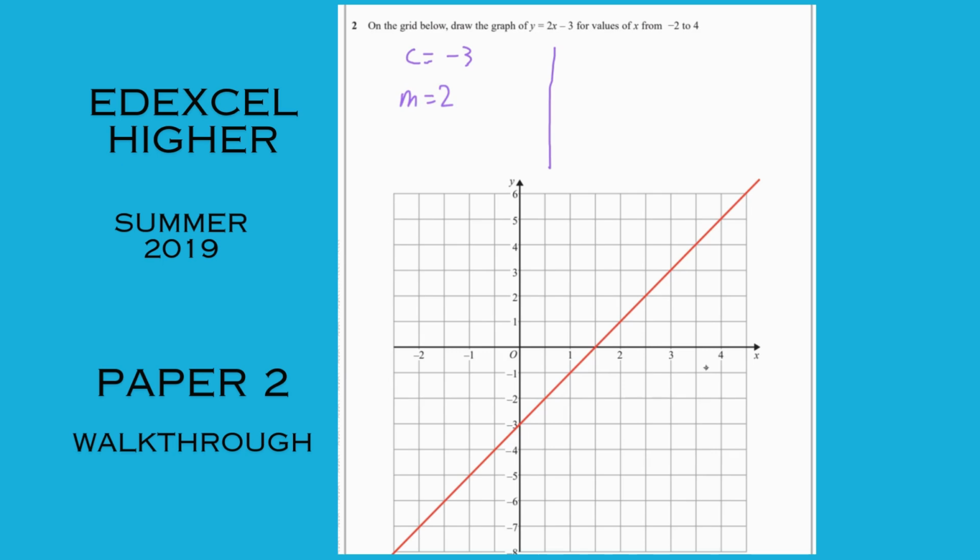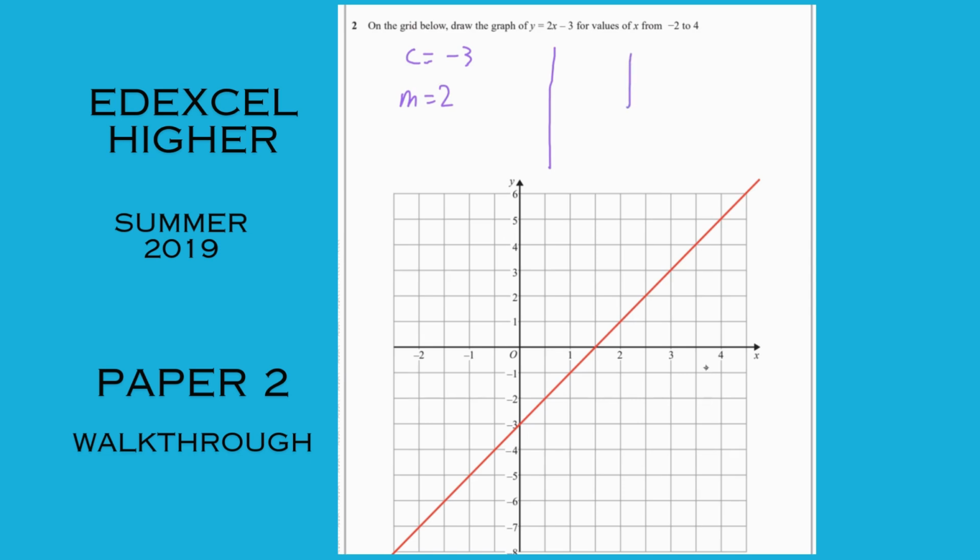Be careful with that one because, as you can see, the scales for the x and y axes are actually different. So a gradient of 2 means for every 1 unit across you go, which in this case is 2 squares, you go up 2. So it's one of those weird situations where although the gradient is 2, it actually goes diagonally from corner to corner, but that's due to the scale.